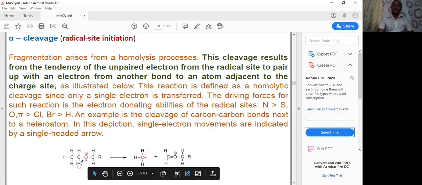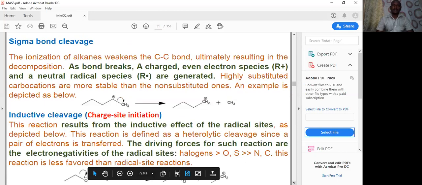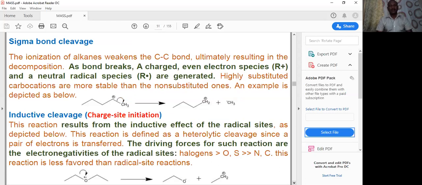Since it is alpha cleavage, the formation of a radical is there. So we have the radical site. We call it an initiation reaction. Next, sigma bond cleavage. Normally, mostly sigma bonds will undergo cleavage.